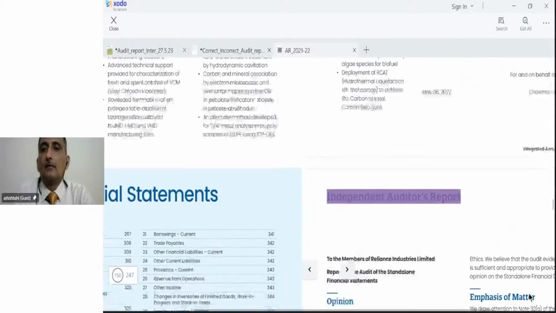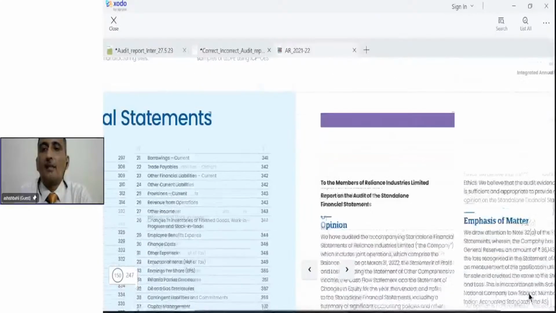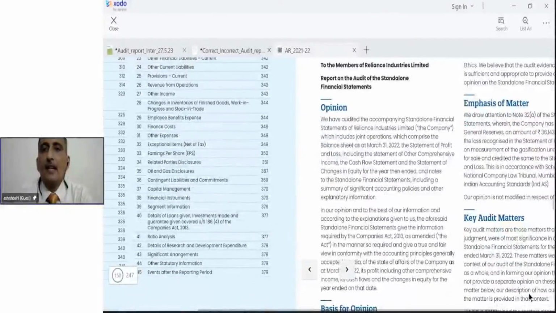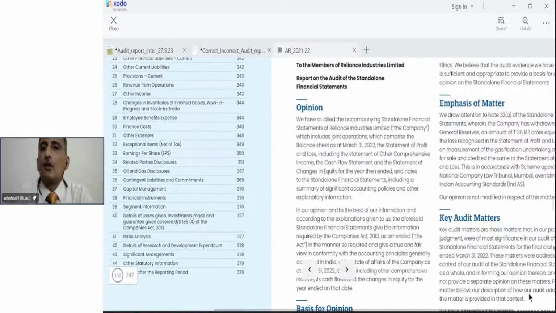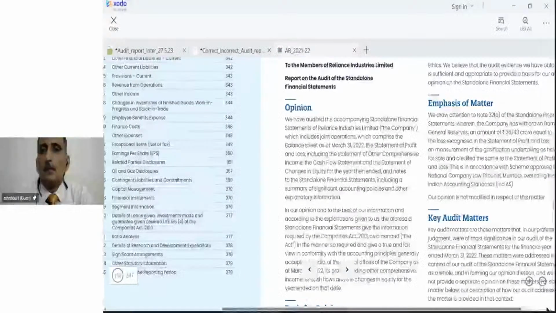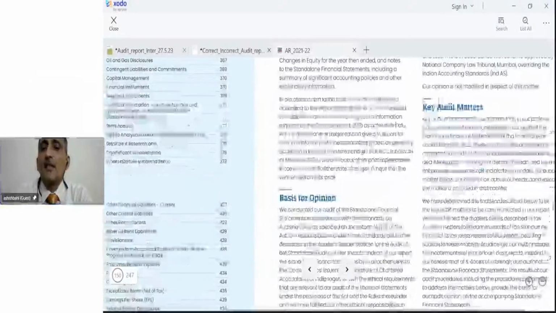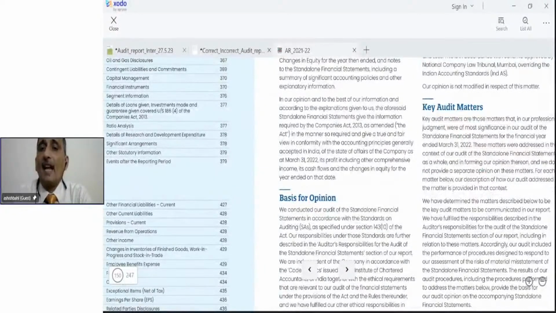So what is it? Title. Independent Auditor's Report. To the name of the company, to the members of so and so. Then what we had seen, opinion. So we have audited the financial statements of so and so, which includes balance sheet, statement of profit and loss, statement of other comprehensive income, cash flow, statement of changes in equity, all these things. And after opinion, there is basis for opinion. I'm just making you familiar with the report. Just have a glance.